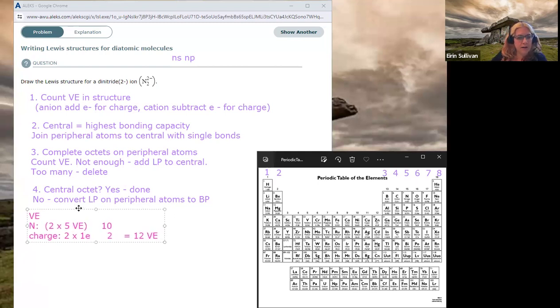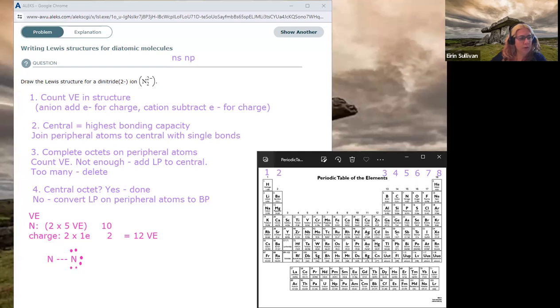Okay, so then our central atom has to be, well, it doesn't matter which one, but it's going to be a nitrogen. If they were different elements, we'd have to pick, right? So I'm just going to pick the left nitrogen as our central because that seems to make sense to me. So I'm going to draw nitrogen, join it up with a single bond to another nitrogen. And then I'm going to complete the octet on the other one. 2, 3, 4, 5, 6.